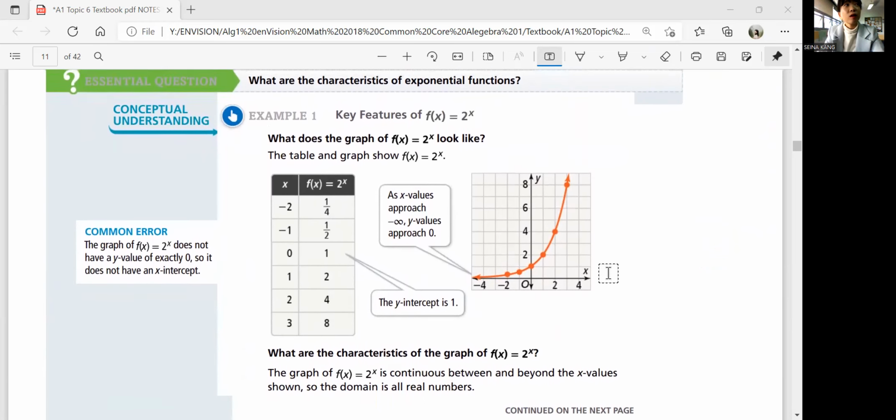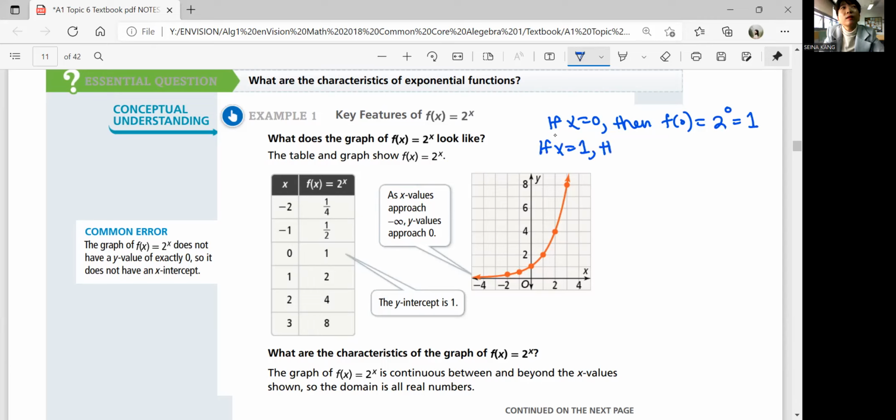Look at example one. Key features of the function f of x equals 2 to the power of x. We're gonna try to figure out some key features for the exponential function. So what does the graph of f of x equals 2 to the x power look like? What if we have a variable in the power and your exponent keeps changing? So think about this. If your x is 0, then f of 0 is 2 to the power of 0, which is 1. Okay? If x is 1, then where do you put the x?